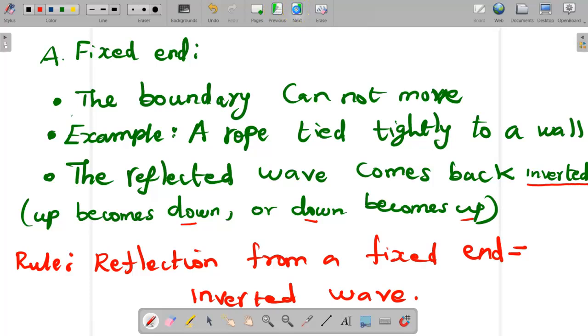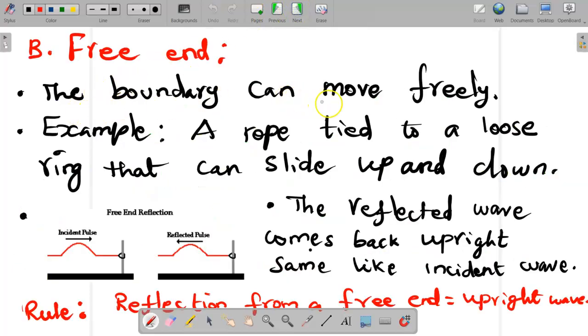Next, free end. The boundary can move freely. Now you can see one end is not fixed, it is a free end. It is attached with a ring. If you apply a pulse, this ring can move freely up and down. It is not fixed. For example, a rope tied to a loose ring that can slide up and down.